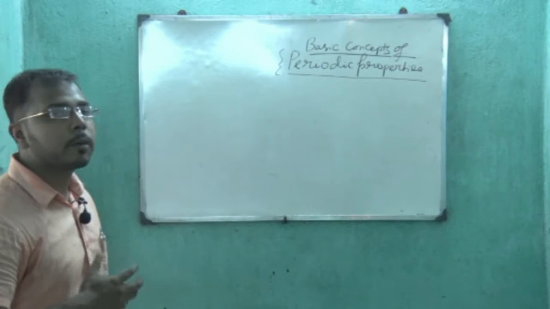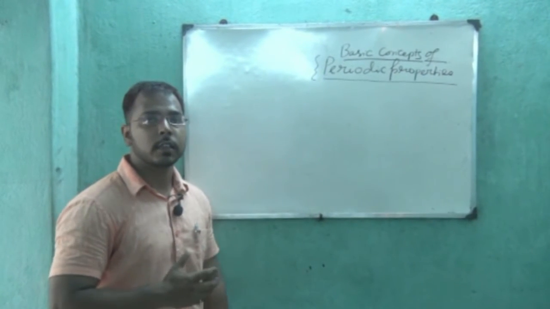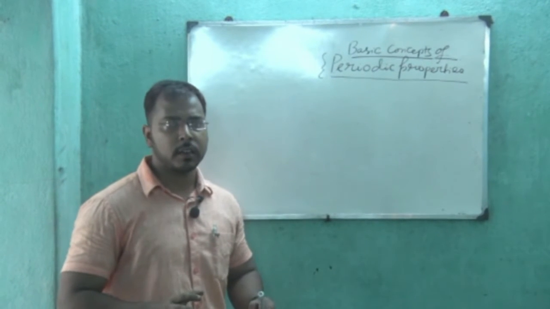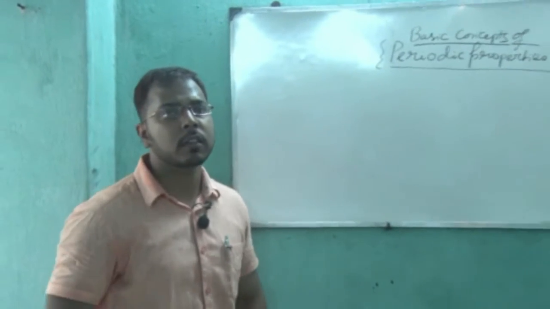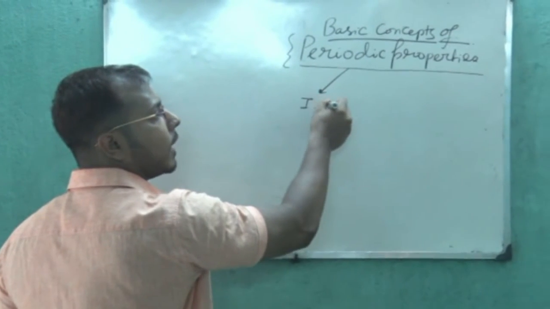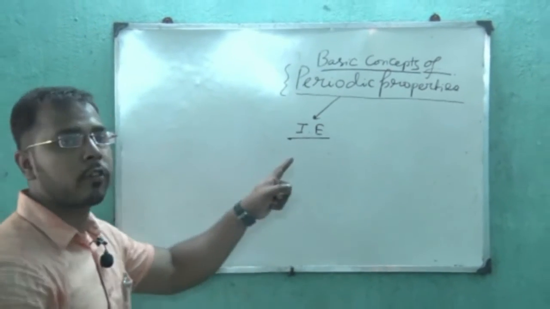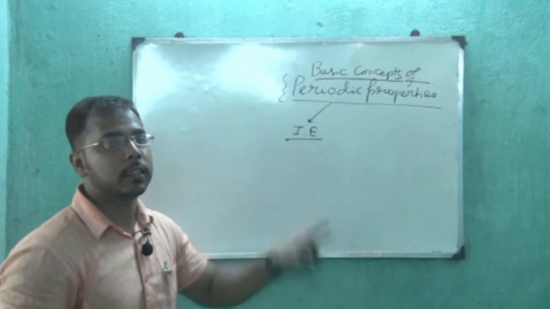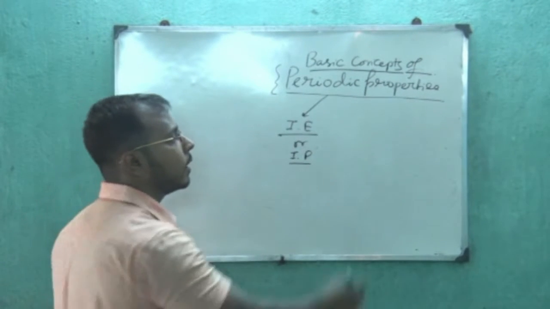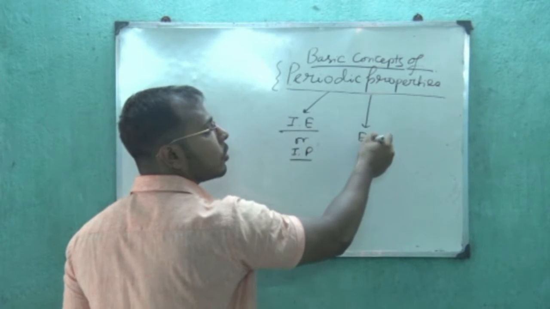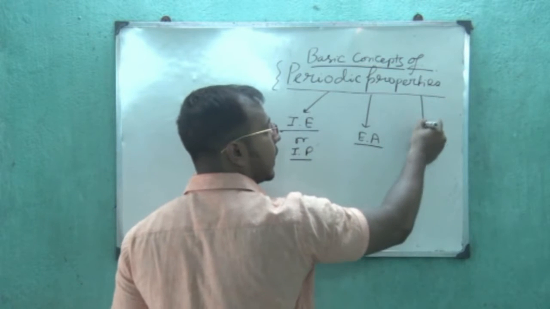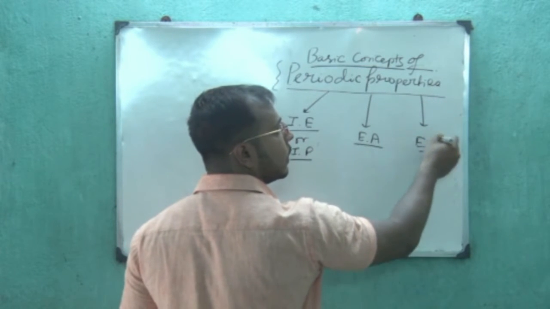Basic concepts of periodic properties we will discuss in this video. Periodic properties is a very big chapter, but actually it mainly deals with three things, namely ionization energy, IE for short, or you can say ionization potential, and electron affinity, EA, and electronegativity.